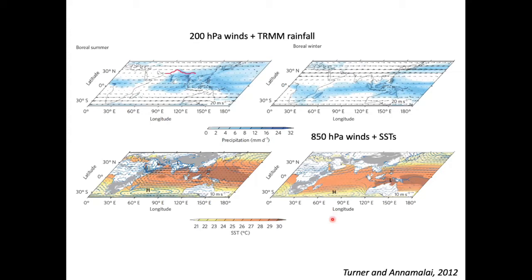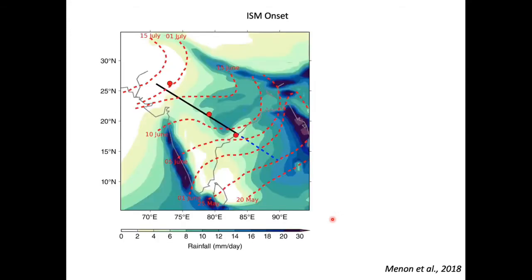So as far as resolved scale is concerned, things are more or less fine in models. Of course, there are problems there as well, but not as big as the subgrid scale or the unresolved scale, which we call the physical parameterizations. So convection parameterization, for example, is one of the most important in terms of governing the precipitation biases that we see in models. So this is the figure taken from Menon et al. 2018, just to show how the monsoon progresses.